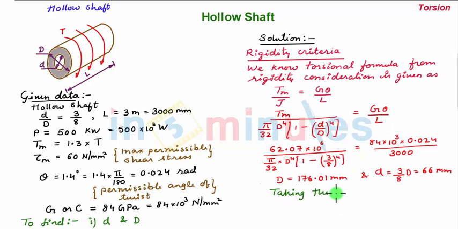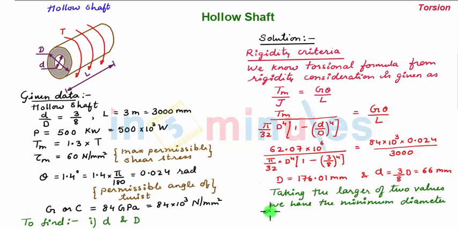So taking the larger of the two values, we have the minimum diameters of the hollow shaft to be safe in both maximum shear stress and permissible angle of twist theta as: capital D, the outer diameter, is 176.01 mm and small d is 66 mm.